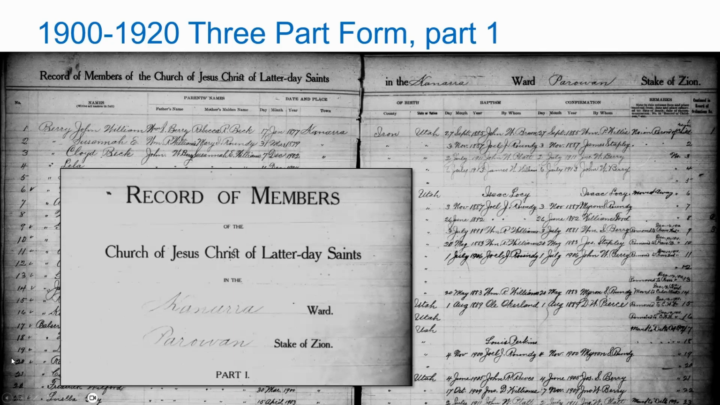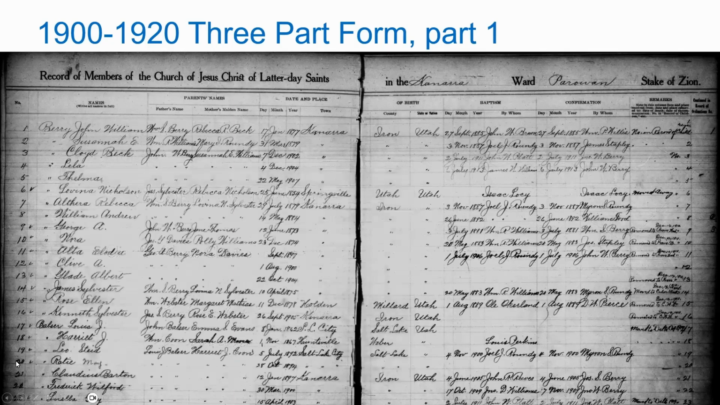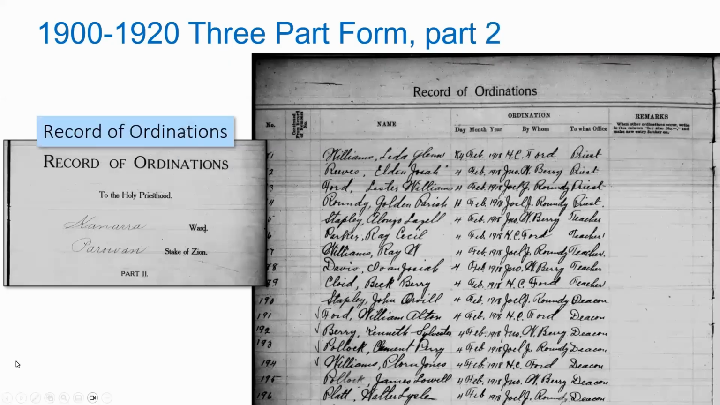Now, we've got the record of members section. Section 2 is record of ordinations. So they would record what ordinations were taking place. And look over here, you can see what office, priests, teachers, deacons, are listed there. So as that's occurring, they're writing it in as it goes.